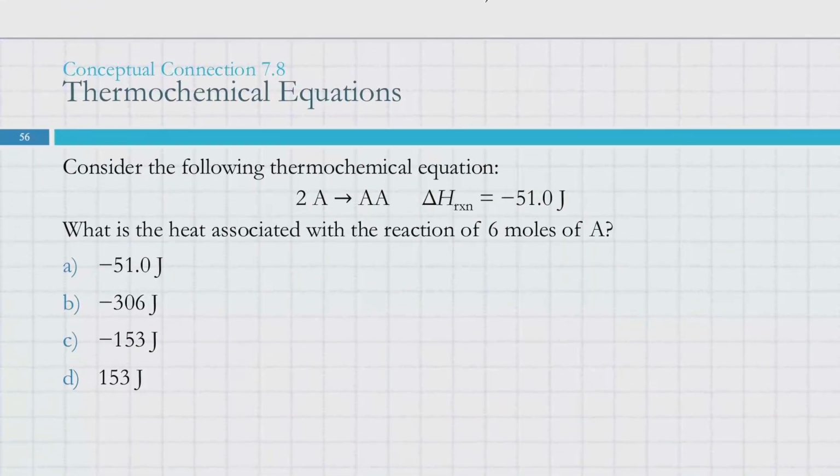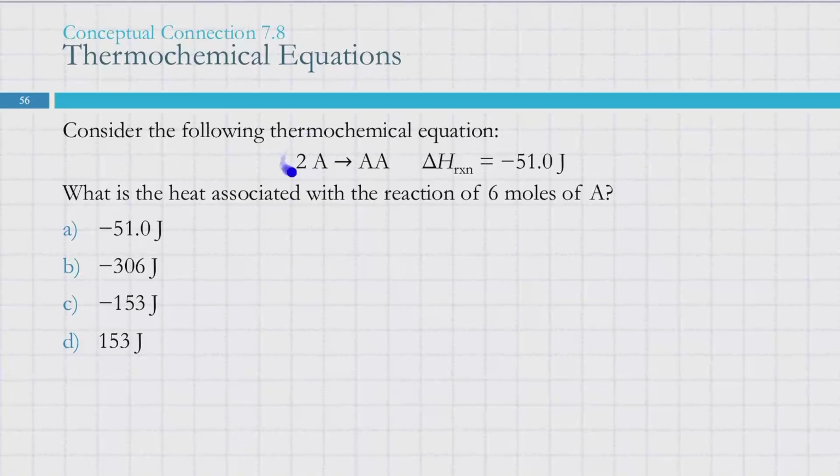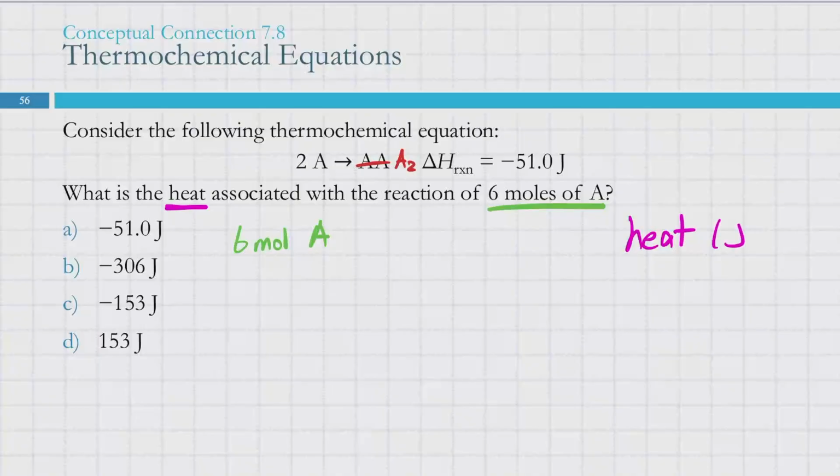So let's say that we have this following chemical reaction. We've got 2A going to form AA, or we could also rewrite it as A sub 2. So the A's are bonding together, forming a molecule. And we've got a delta H of the reaction of negative 51 joules. We want to know what is the heat associated with the reaction of 6 moles of A? So we're starting with 6 moles of A, and we are going to heat. Heat has units often of joules. Sometimes it's also calories.